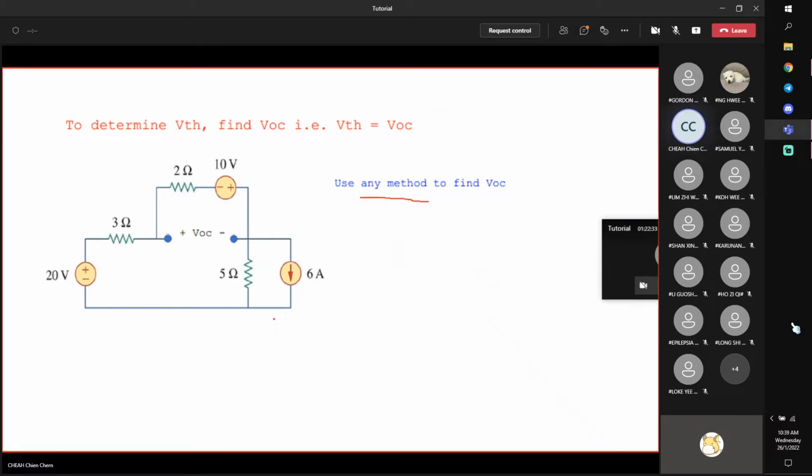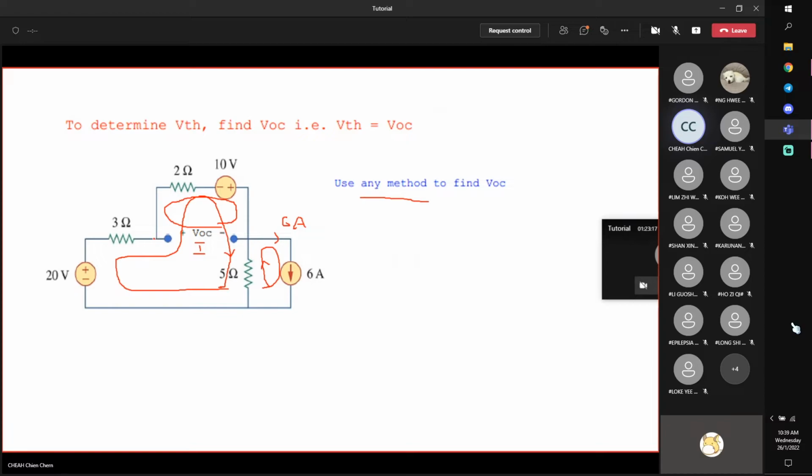Because we have just studied source transformation, I'll use source transformation, but just an overview. If you want to use mesh analysis, for example, you can do this. Mesh 1, mesh 2. Mesh 2 is known, 6 ampere. So you only go around this loop. Just take note that in this loop, your current will be I minus 6. Then you can write down one equation in terms of I, and make use of I to find this VOC by going around this loop. So this is one way.